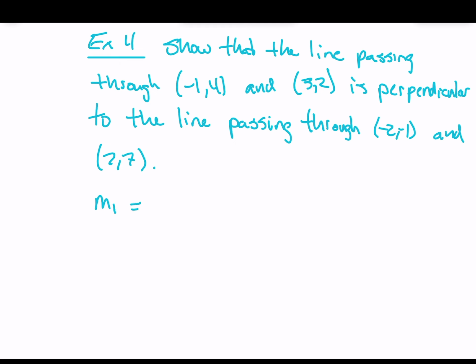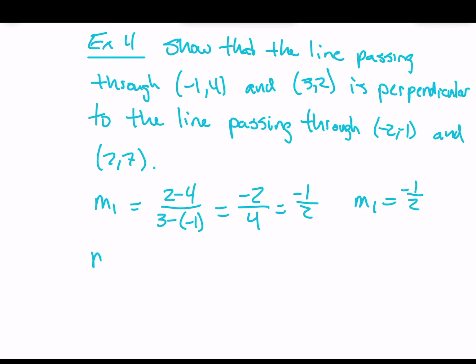So the slope of the first line using (-1, 4) and (3, 2), we have 2 minus 4 divided by 3 minus a -1. 2 minus 4 is -2. 3 minus a -1 is the same as 3 plus 1, which is 4. That reduces, -2/4 reduces to -1/2. So the slope of my first line, M1, is -1/2.